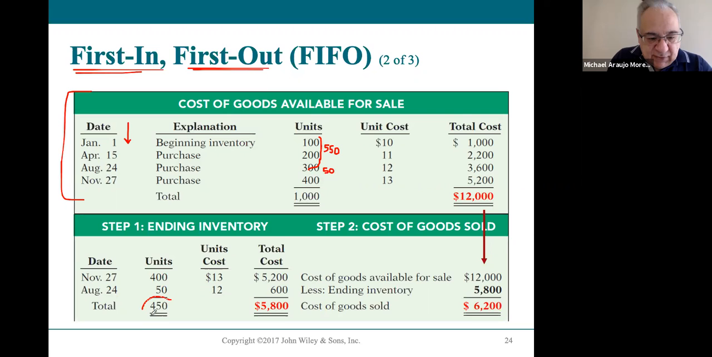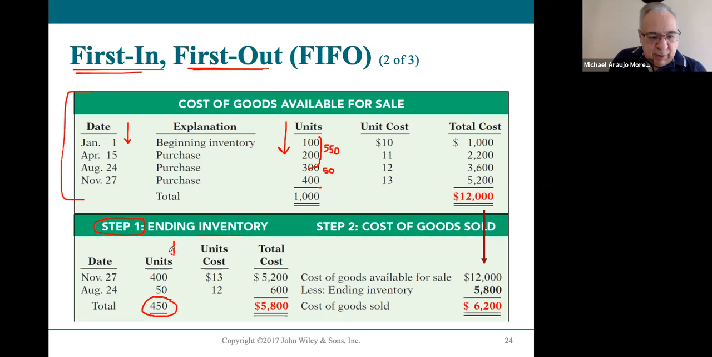The book tells you, first of all, figure out what's left in the store. What is your ending inventory? So of these, the first ones in are the first ones out, so they've been sold. So what's left in inventory? Well, the 400 from the November purchase is still in the store, and the 50 more from the August purchase is still in the store.